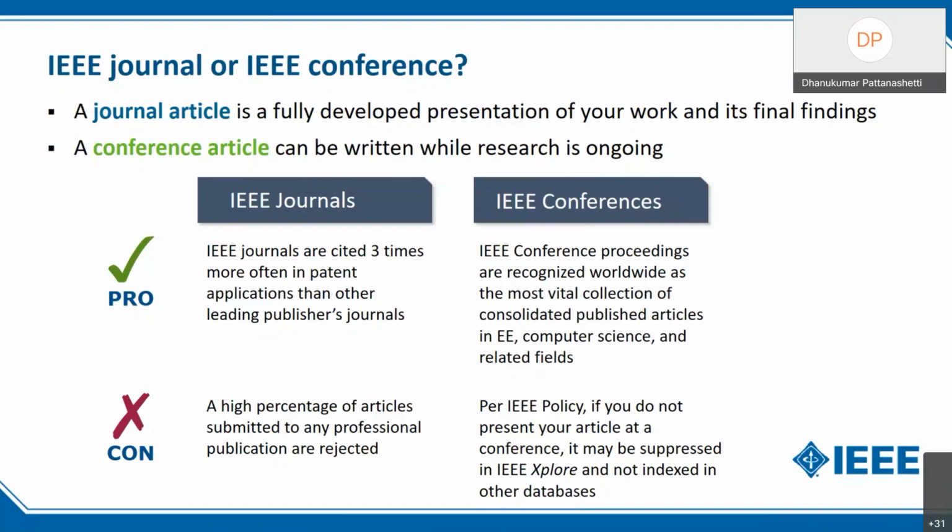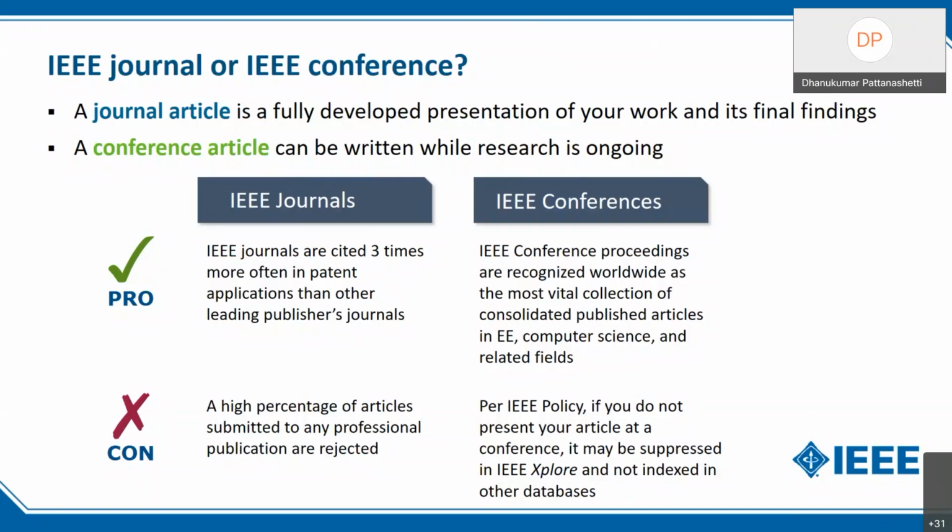They're typically shorter than journal articles and will have fewer details and fewer references. Once the whole research is complete, then you can publish it as a journal article. So a journal article is a fully developed presentation of your work, which will have the final findings. It is a comprehensive report on the original research investigation. So there are also clear conclusions made in the journal article.